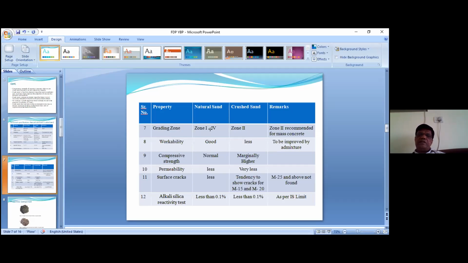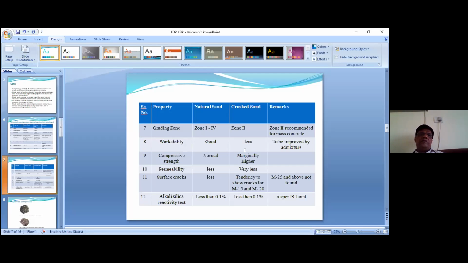Compressive strength is normal. Whatever mix design gives, we can achieve it by using natural sand. In crushed sand, it is marginally higher. So there is a higher end in case of crushed sand because of its cubical nature and rough texture. Due to rough texture, it has good bond between cement particles and fine aggregate.